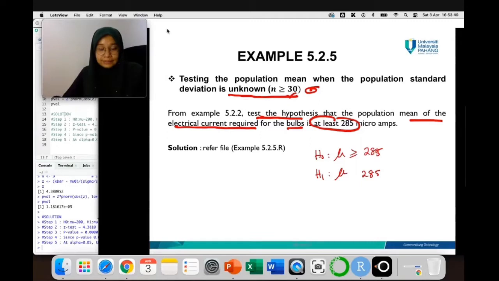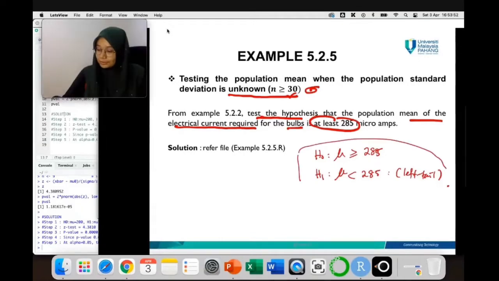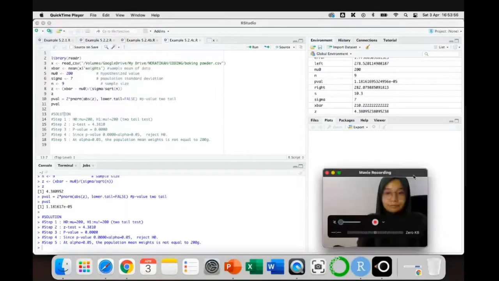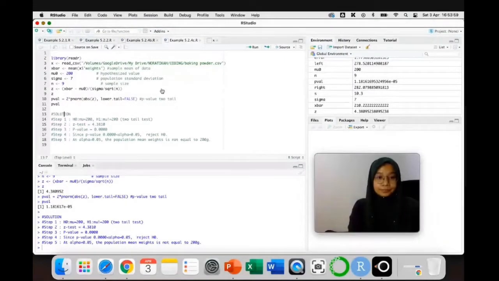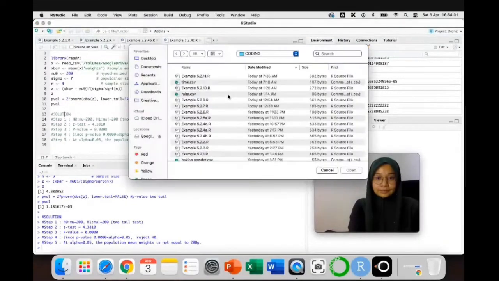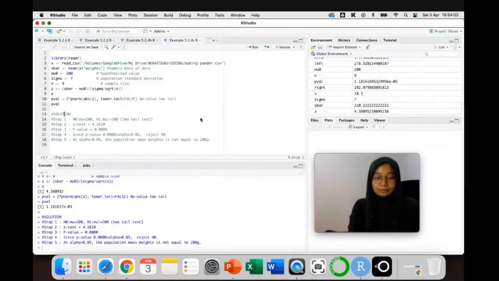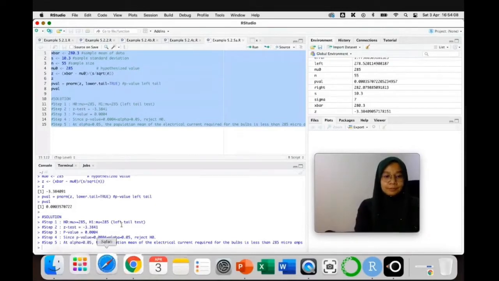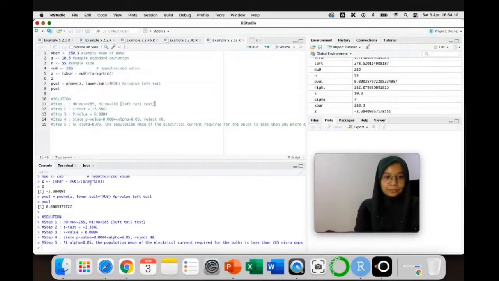If your H null is greater than or equal, H1 will be? Less than, correct. So left tail ke right tail? Left tail. Okay, and then you conduct this one using R. So masukkan dalam R, 5.2.5. So 5.2.5, I got the p-value is equals to 0.0004.